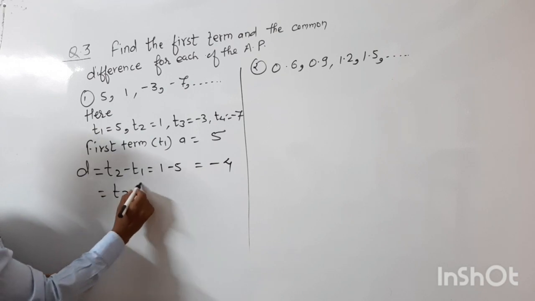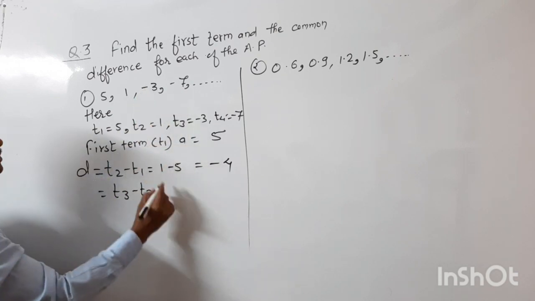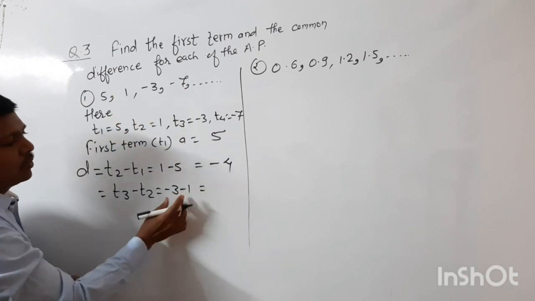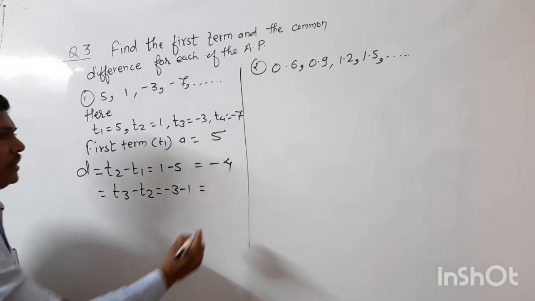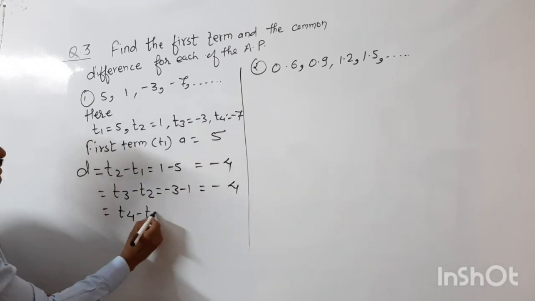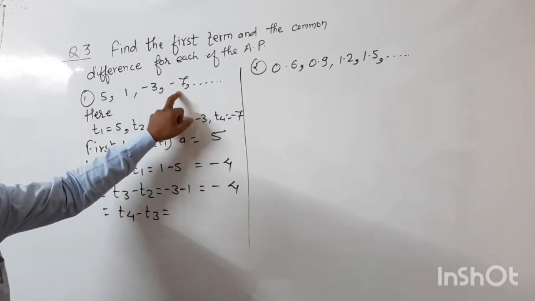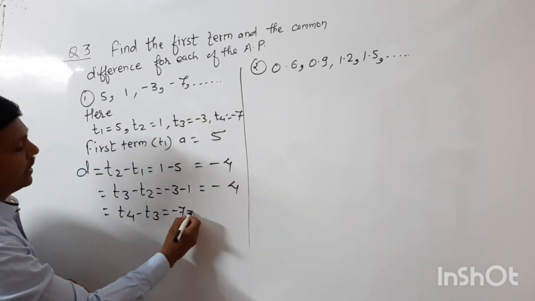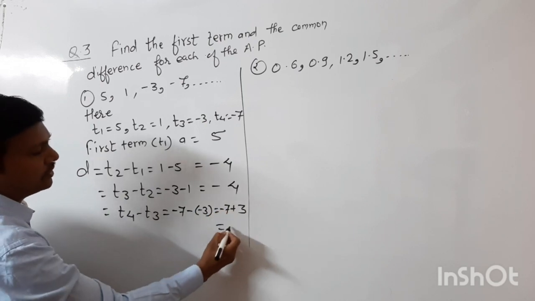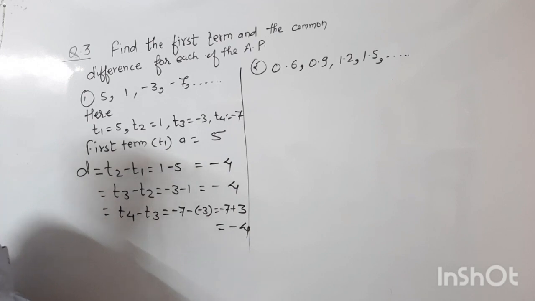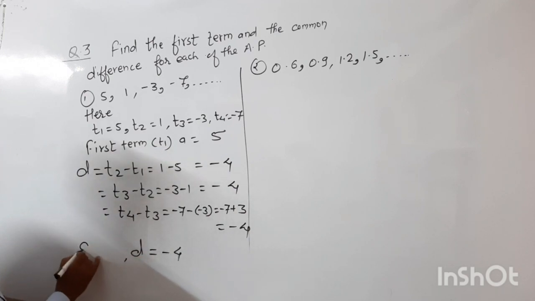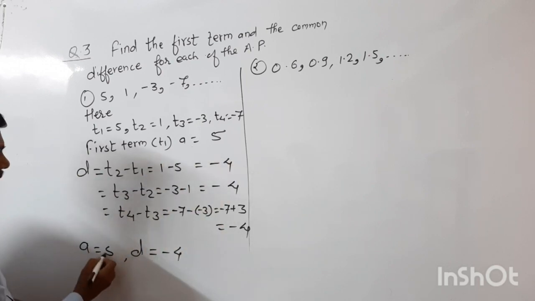Similarly T3 minus T2, the third term, that is minus 3, and then the second term is 1, so both are negative, so we add and give the minus sign, so it is minus 4. Similarly T4 minus T3, see T4, that is minus 7, and minus of minus 3 means minus 7 plus 3, that is again minus 4. So common difference D equals minus 4, and the first term, that is A, means 5.